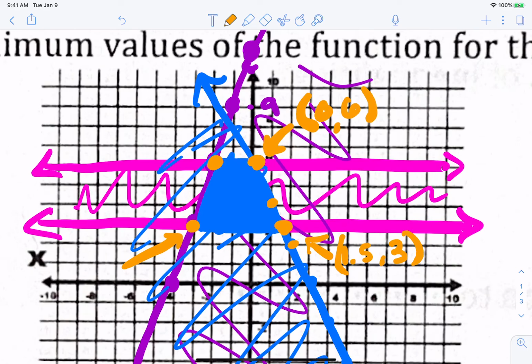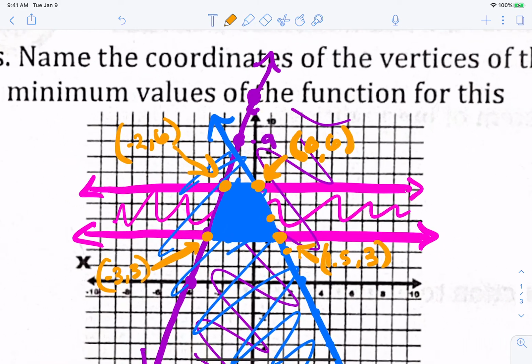This one crosses really nicely though in this corner. What's he? Negative 3, positive 3. And the one at the top is negative 2, comma 6. Is that right? Yeah. Okay.